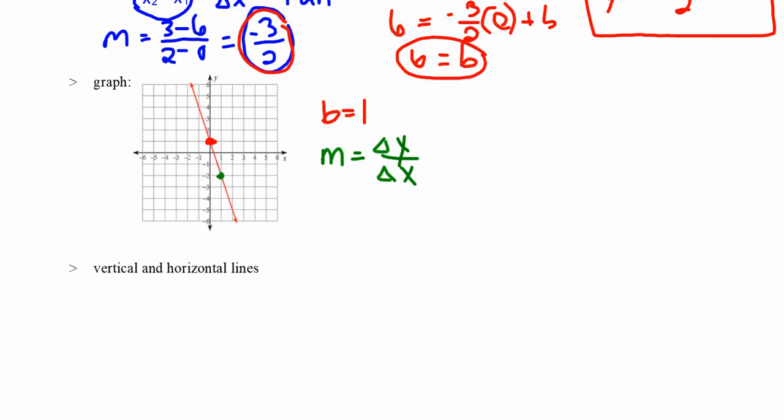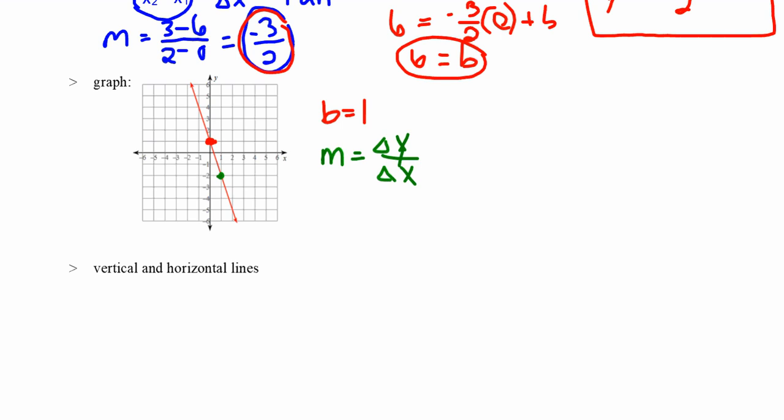Okay, let me make that look a little more like a y maybe. Hang on. That's sort of better. It says change in y over change in x.